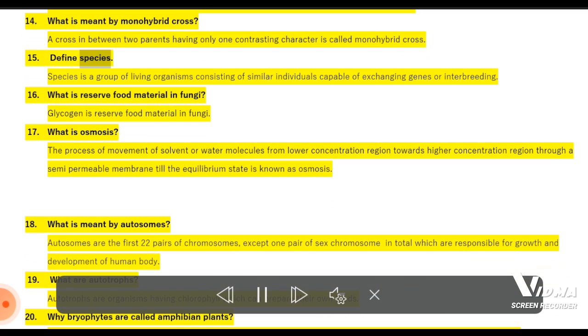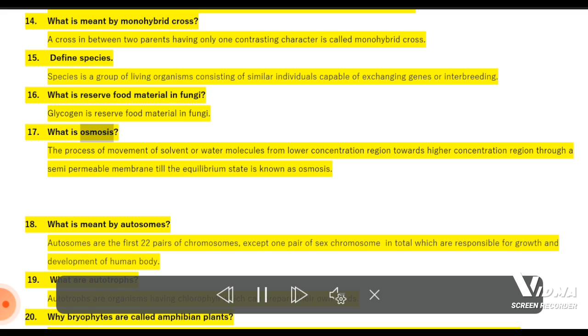15. Define species. Species is a group of living organisms consisting of similar individuals capable of exchanging genes or interbreeding. 16. What is reserve food material in fungi? Glycogen is reserve food material in fungi.